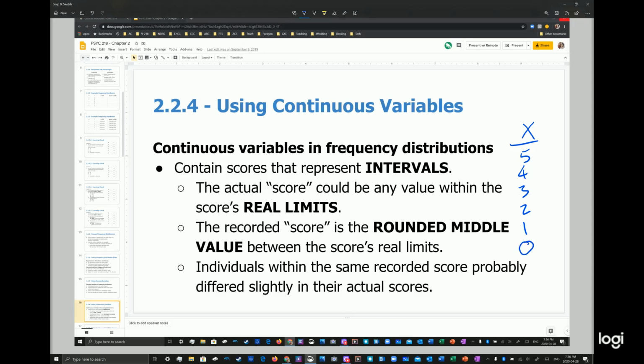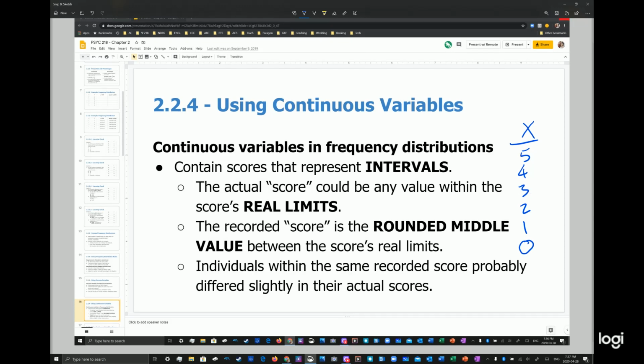I should include a 0 because you could get 0. It is possible. So in this case, since there are no negative numbers, this is a continuous ratio. Continuous variable on a ratio scale. So, for example, a person would score 0 because there are no negative values for this one. So between 0 and 1, the real upper limit of 0 would be 0.499999999.